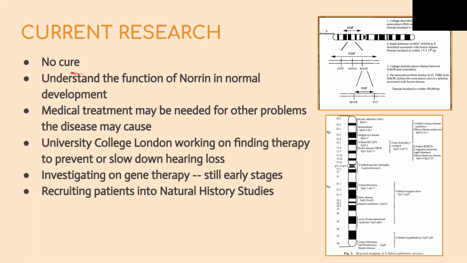As of right now, there is no cure because there's no way to reverse the loss of vision and hearing. However, a group of researchers at University College London is working to find a solution to prevent or slow down hearing loss. Another group is using gene therapy and is testing on animals, but they are still in the early stages. Also, they are recruiting patients with Norrie's disease to be part of their medical trials to gain data and hopefully learn more about its function and make efficient treatments.